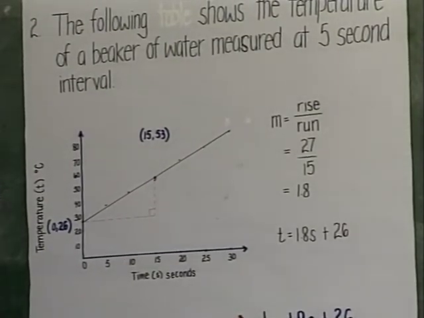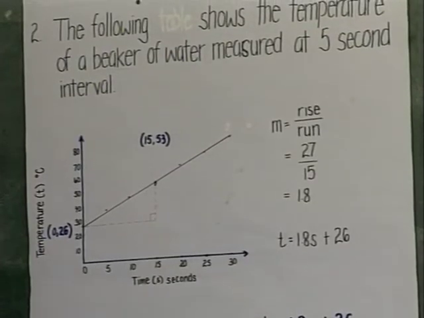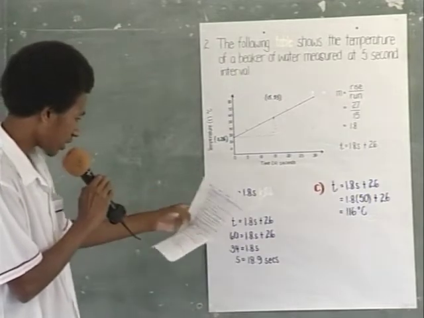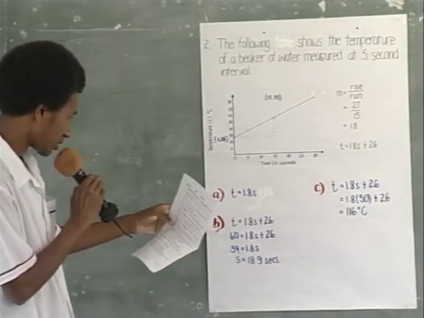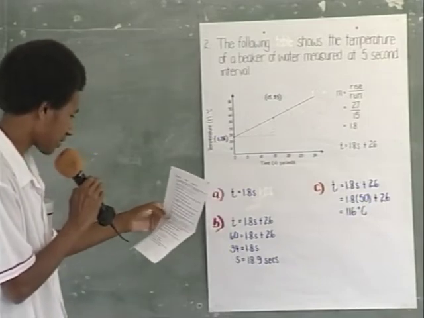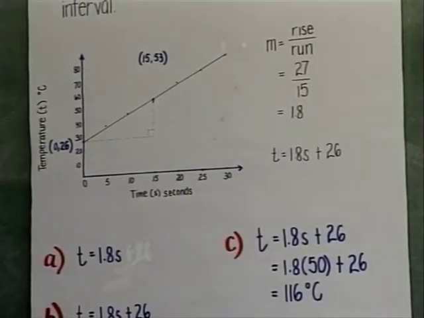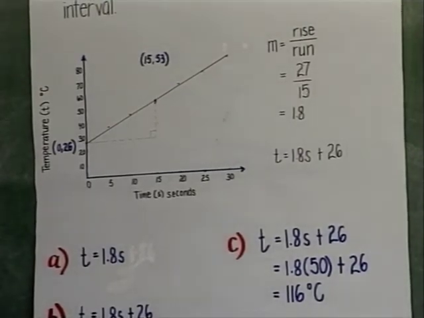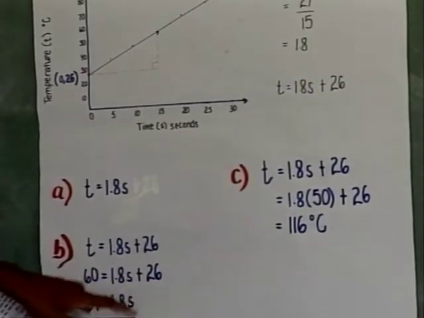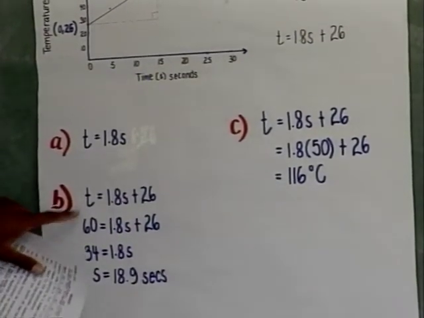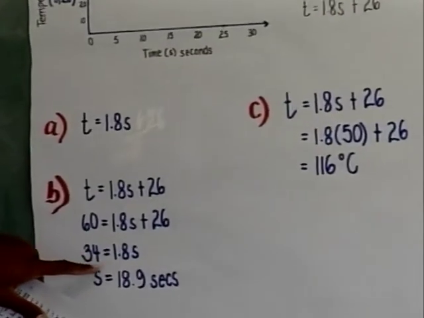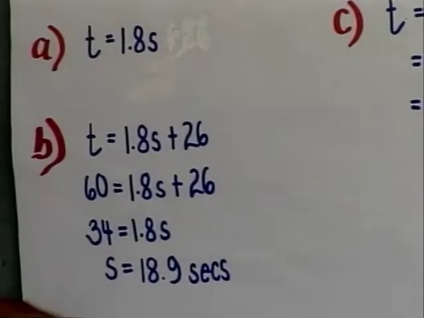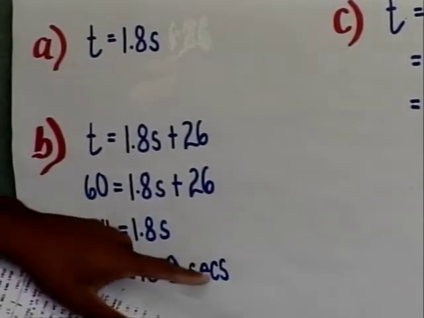The first question says, what is the rate of temperature increase? So basically we just used the gradient, which is 1.8, to find the rate of temperature increase. The second question reads, when is the temperature 60 degrees Celsius? So we substituted 60, which is equal to T, and then we got 34, which is equal to 1.8 S, and the time taken is 18.9 seconds.